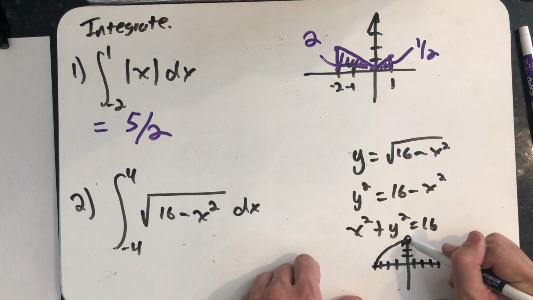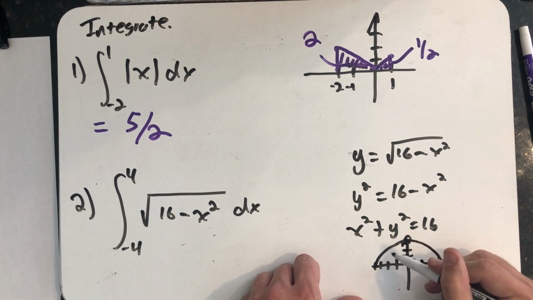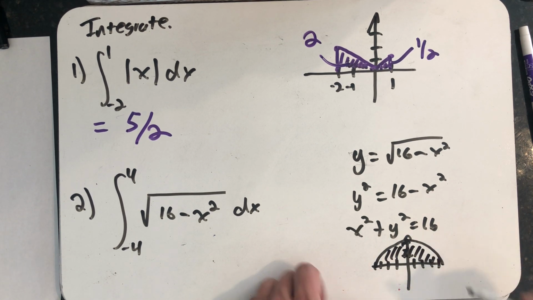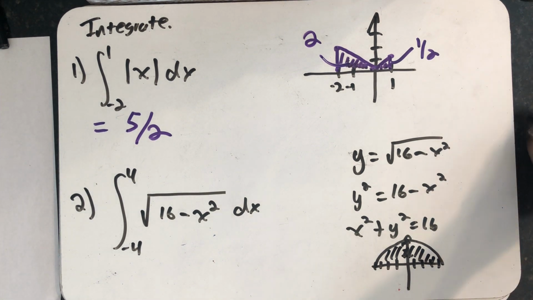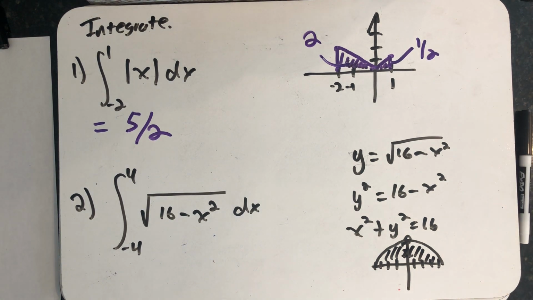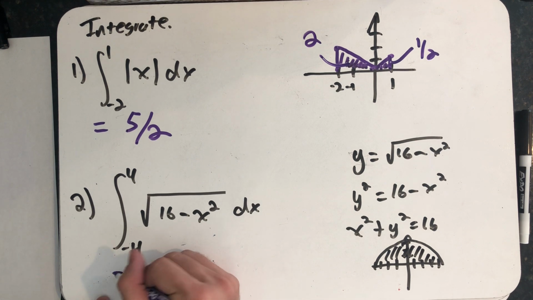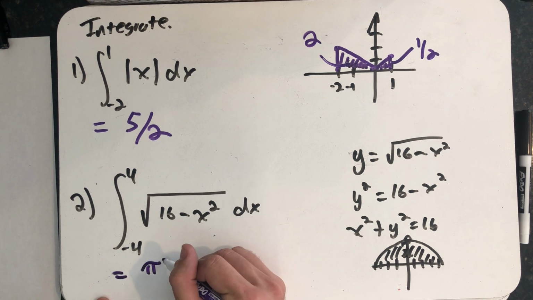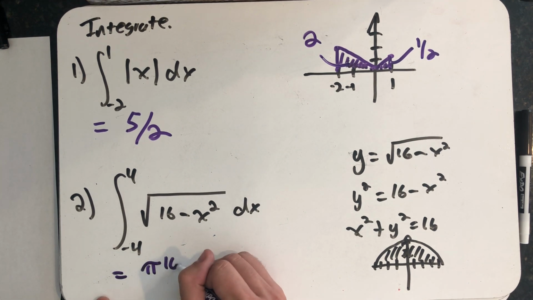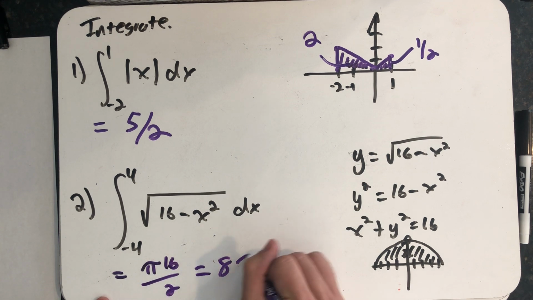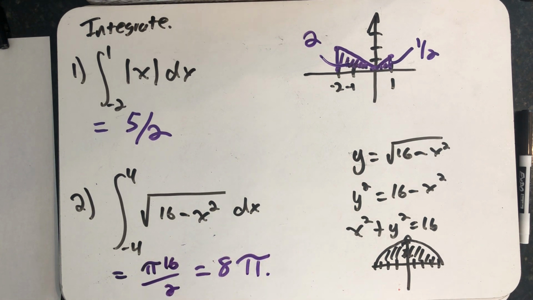And so I can also evaluate its definite integral because I have a non-negative function bounding this area by finding the area of that semicircle, which would be pi r squared over 2. So pi, the radius is 4, so 16 over 2, that area would be 8 times pi.